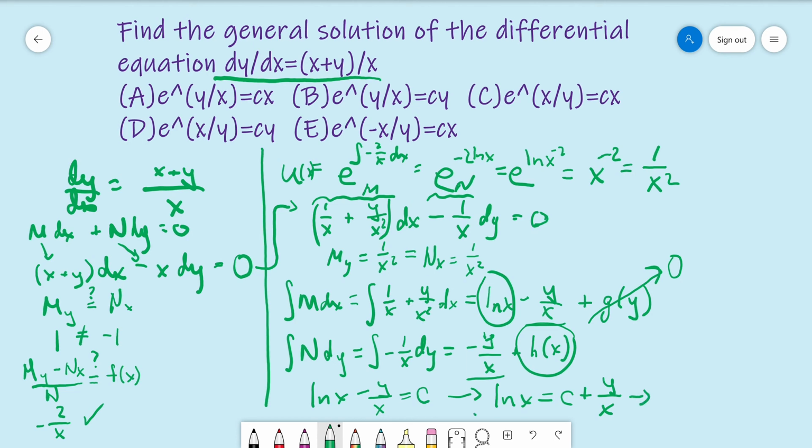If we take the exponent of both sides, I'm going to write a little exponent here, then we get x equals some constant. It's not the same constant, but it's some other constant, e to the c, times e to the y over x. Well, that's still not any of the answers, but it's close. If we divide both sides by that constant, we'll still get some other constant, times x equals e to the y over x, which is answer A.